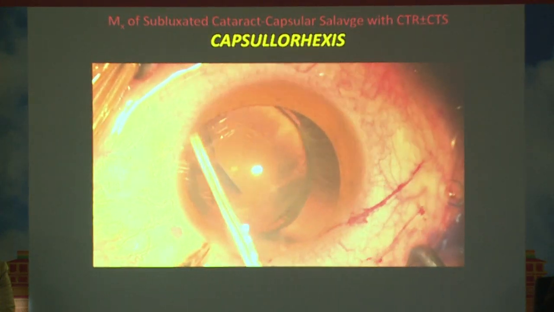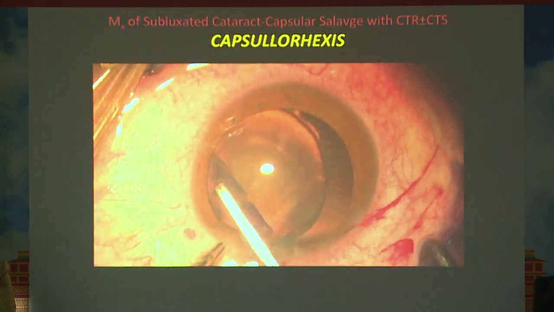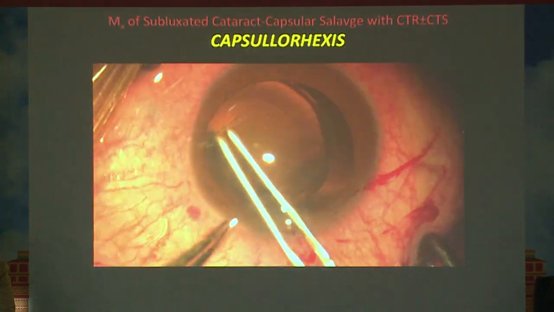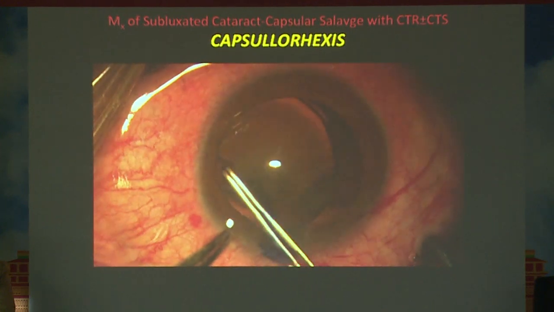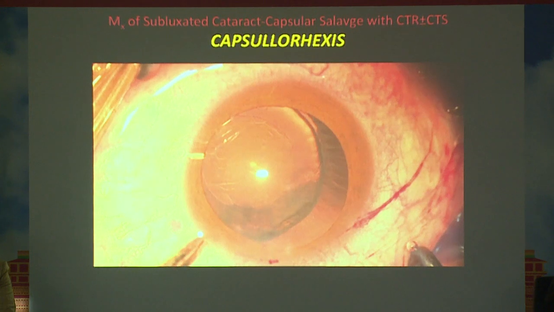What we achieve is a good centralized rexis. We also have to remember that when you are doing a rexis, these are decentered. So you have to think in your mind that in the end you want a centered rexis once you put in the capsular hooks.